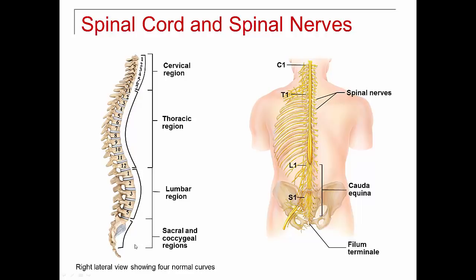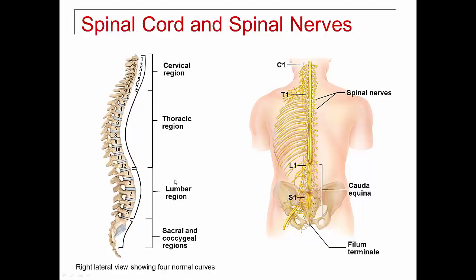Notice that the vertebral column has several curves in it. Each curve is divided into a region. The regions then dictate the name of the vertebrae in that part of the vertebral column, as well as the spinal nerves that exit that part of the vertebral column. The most superior curve is called the cervical region. Inferior to that is the thoracic region, followed by the lumbar region and the sacral and coccygeal regions. So the vertebrae in those regions would be called the cervical vertebrae, the thoracic vertebrae, and then the spinal nerves would be called the cervical nerves and the thoracic nerves, and so on.